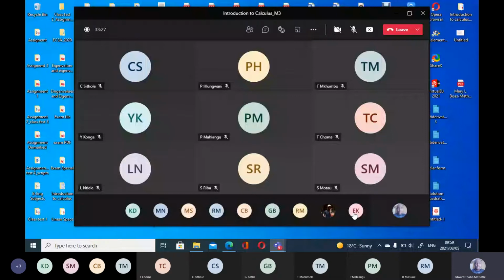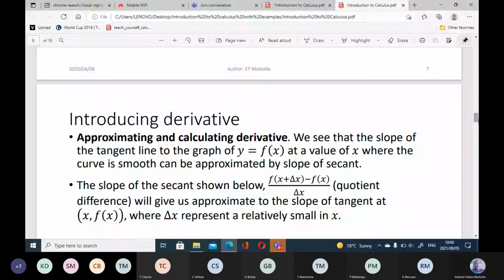Let's continue. So this was to meet with this topic. Okay. So I think I was at instantaneous speed. What I said, actually I've already discussed this. I wanted to introduce the derivative. So the introduction of the derivative: we are focusing on approximating and calculating the derivative.